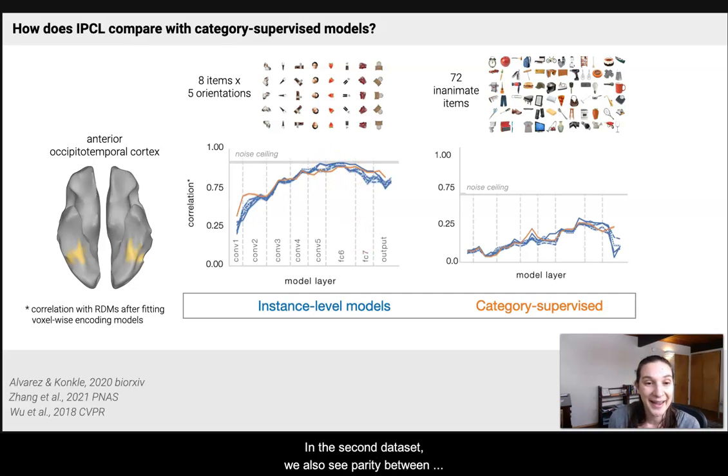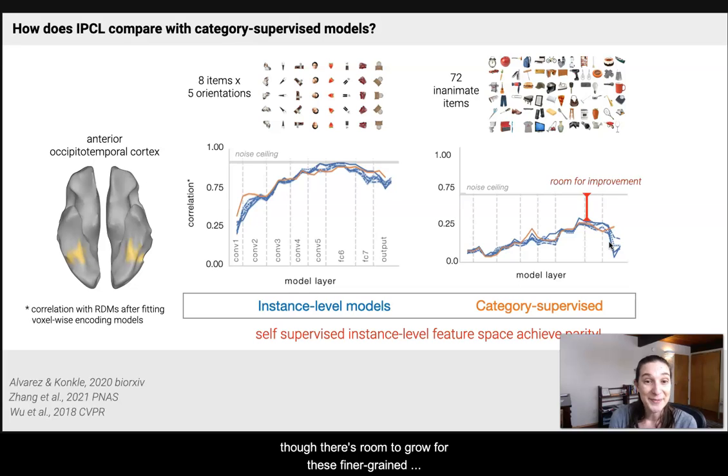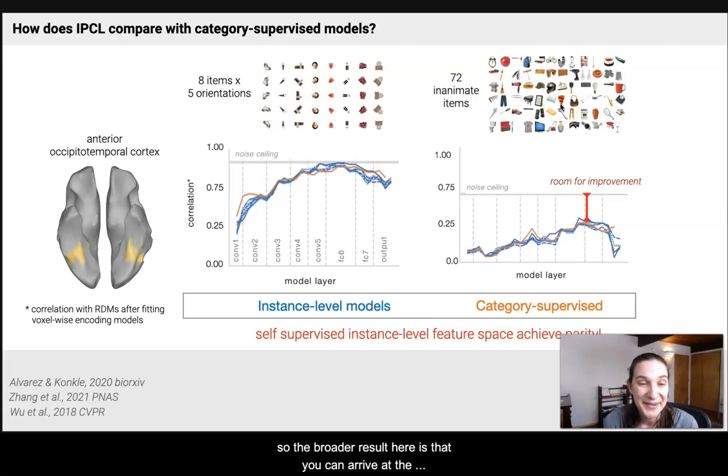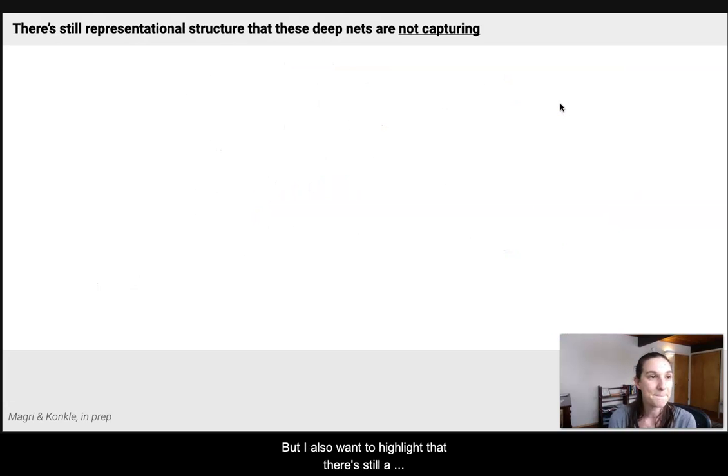In the second data set, we also see parity between these 2 kinds of models, though there's room to grow for these finer grained distinctions between inanimate objects. So the broad result here is that you can arrive at this same feature space with self-supervised instance level representational pressure. You don't even have to presuppose categories.